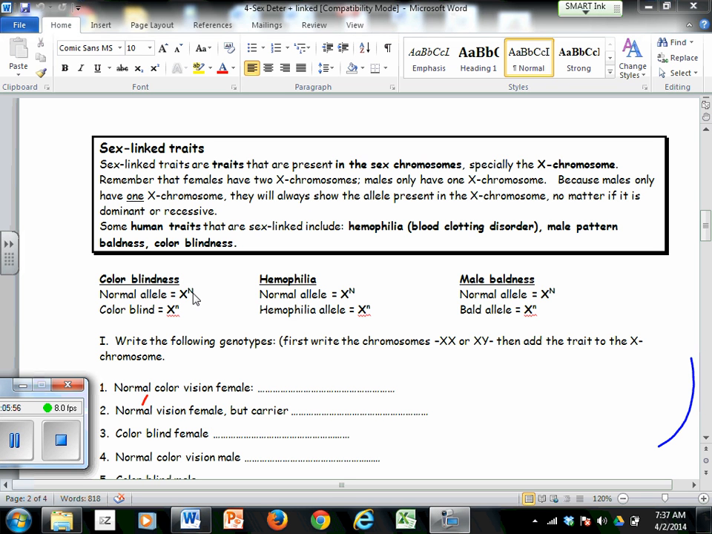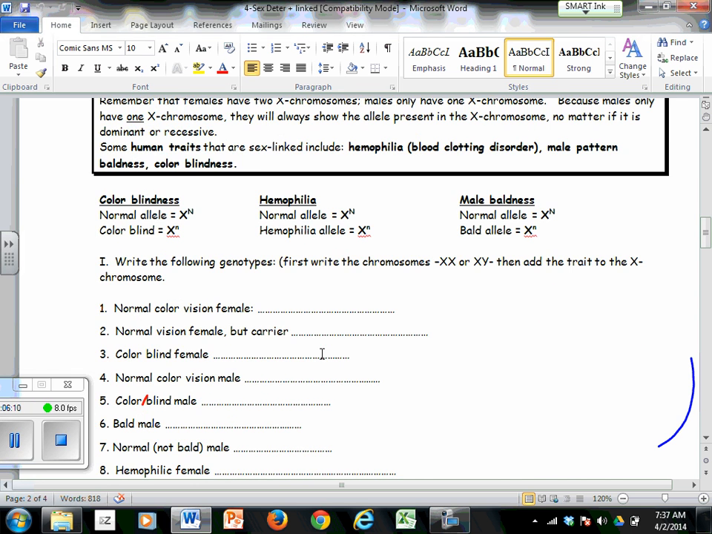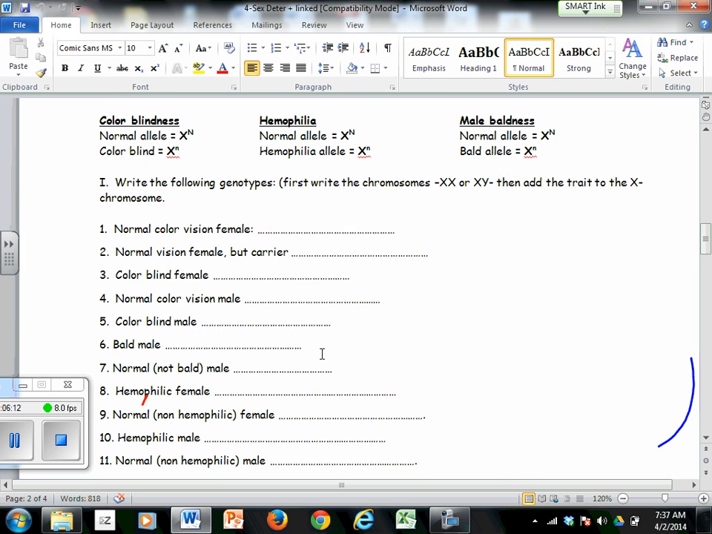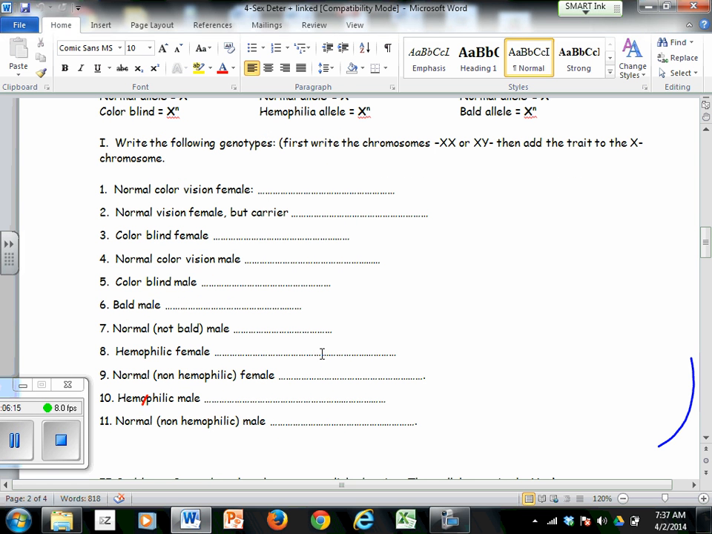So we have big N for normal and little n for colorblind. Same thing with hemophilia and male pattern baldness. We'll just stick with N's at this time just to make it a little easier on you. So let's go through these answer choices. I'll scroll down just a little bit. We'll do 1 through 10 together.